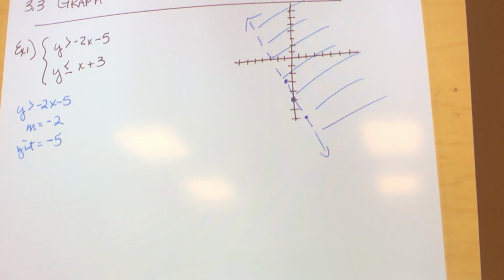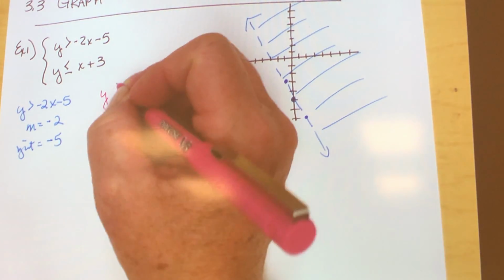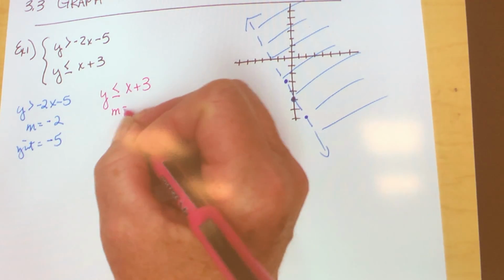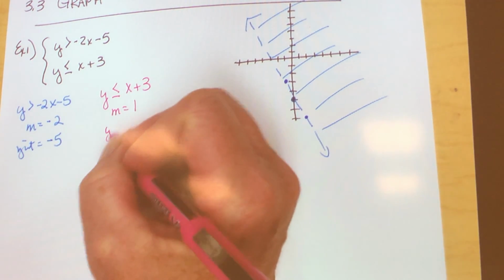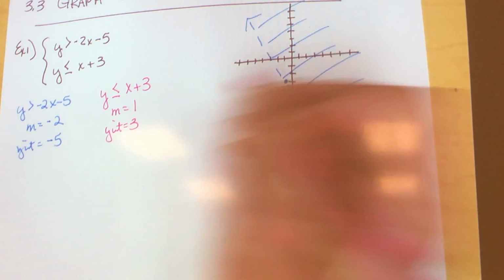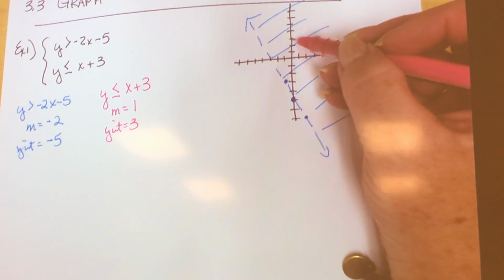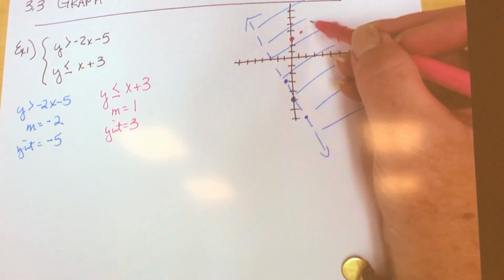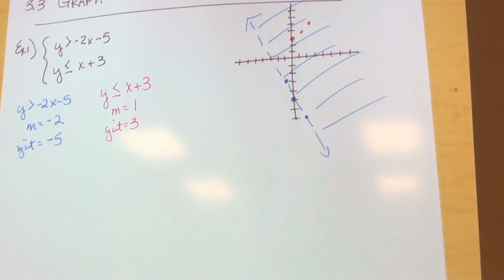Anybody got a question? Everybody okay? All right, so here's the next one. y is less than or equal to x plus 3. So what's my slope? 1. What's my y-intercept? Very good. So I'll go up to positive 3, and my slope is 1. So I'll go up 1 and over 1, and up 1 and over 1. What kind of line do I have?